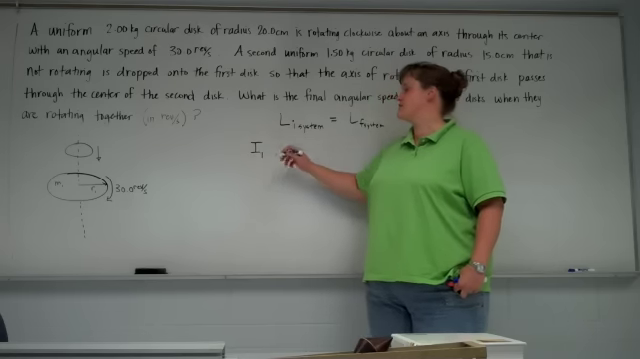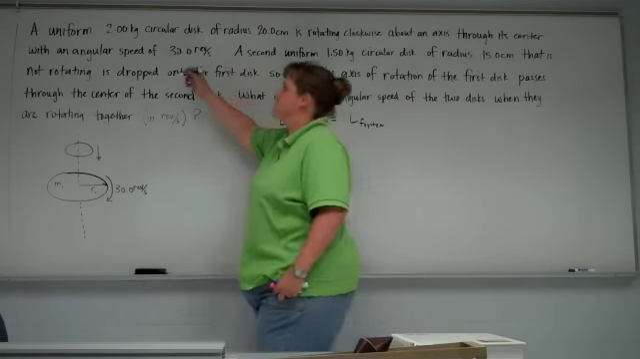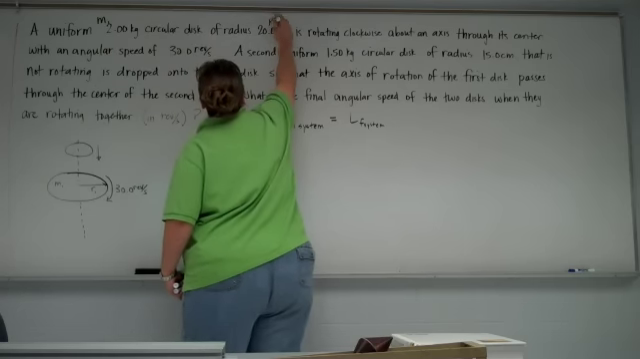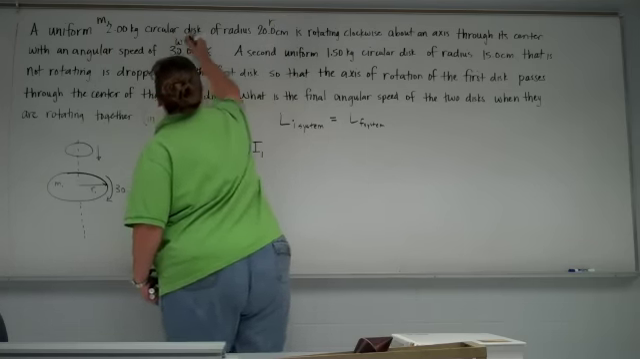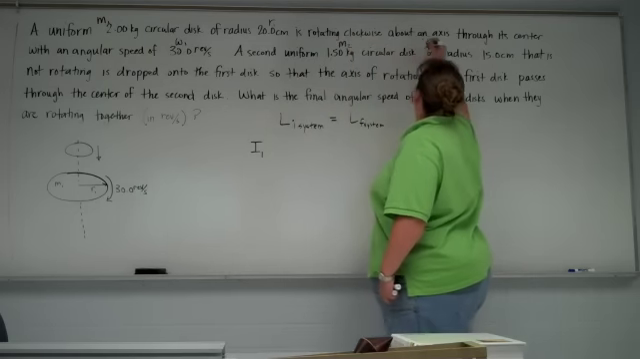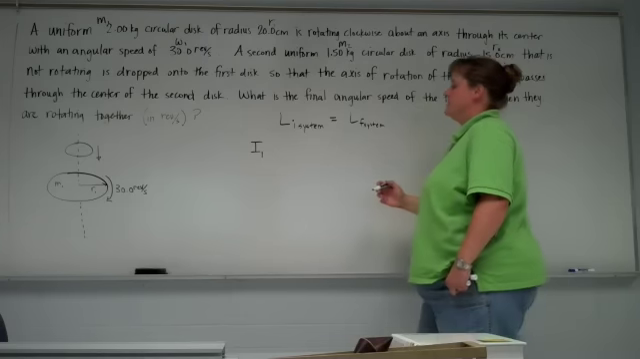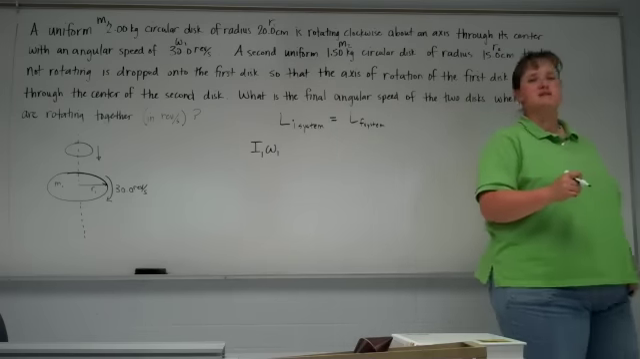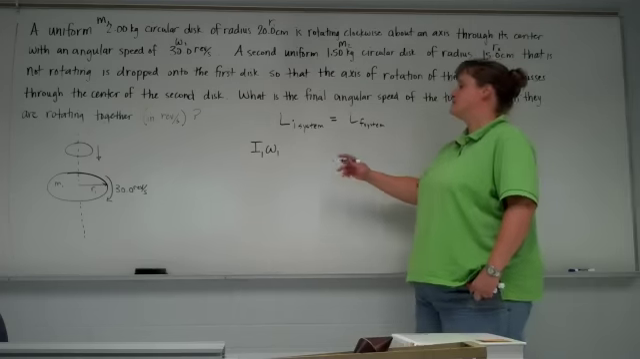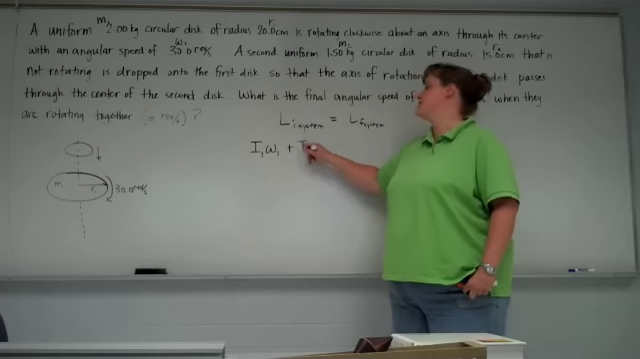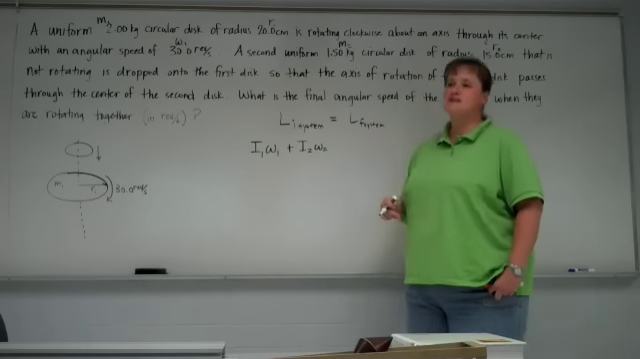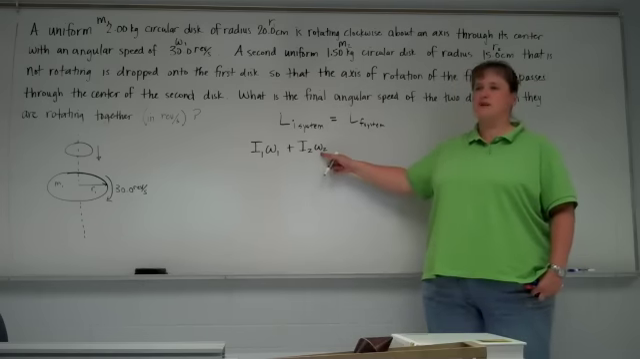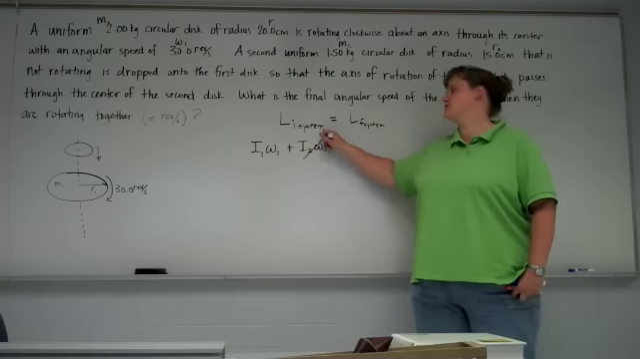So that would be its moment of inertia. I'll call this M1, this R1, this omega 1, this M2, this R2. Angular momentum is moment of inertia times angular speed. So I1 times omega 1 plus I2 omega 2. That's the initial angular momentum of the system. But what's omega 2? 0. So that whole term goes to 0.